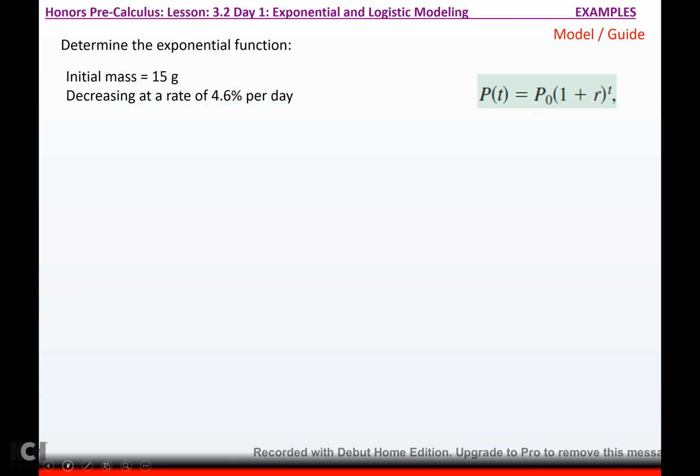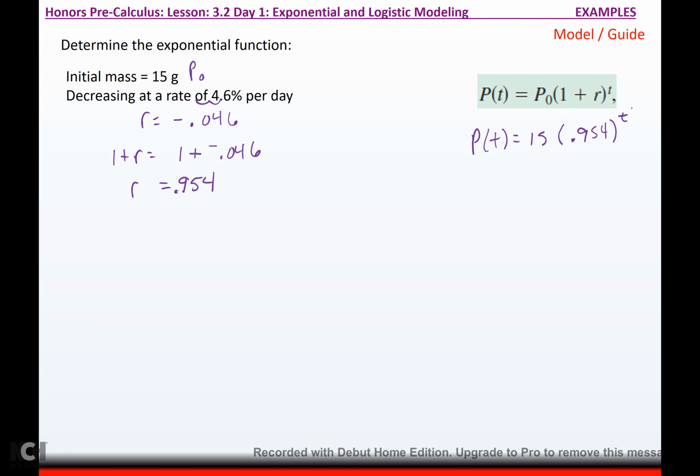Okay? All right, so if we do this one, we have an initial mass of 15 grams, so that's my P sub naught. My rate is a negative 4.6%, which would be 0.046 as a decimal. So if I do my 1 plus R, I'd have to do 1 plus a negative 0.046. And if I do 1 minus 0.046, I get 0.954. So 1 plus R is 0.954. Okay, so if I change my P sub naught to 15 and my 1 plus R to 0.954 to the T, there's going to be my function. I should put a zero in front of there. Okay? All right.